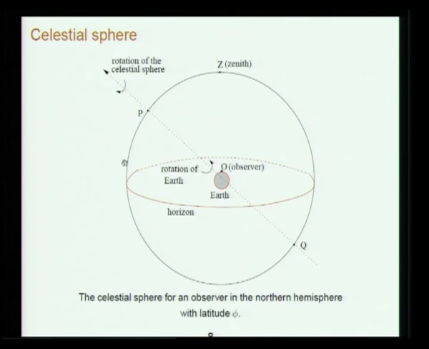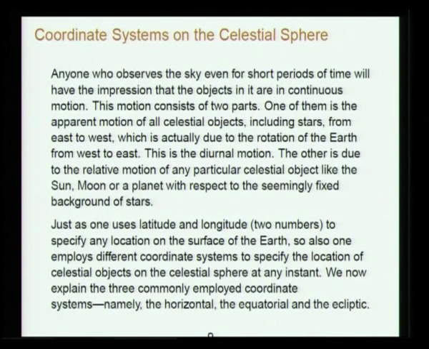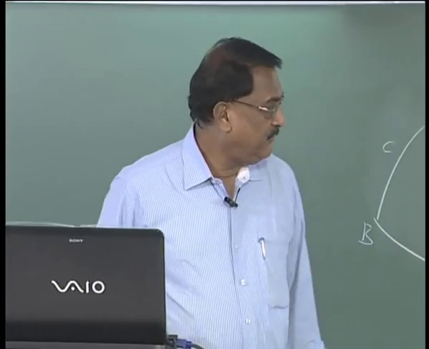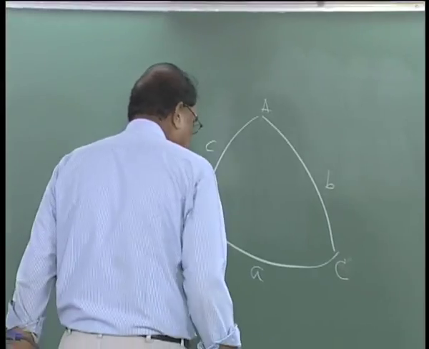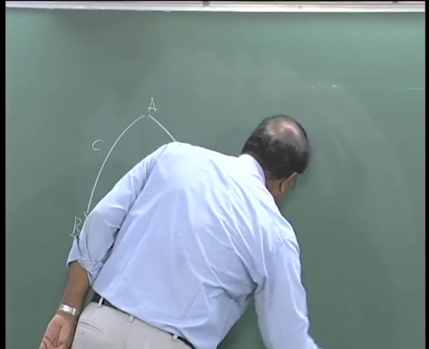Okay. So, this is how it is. This is a hemisphere which you see. This is a celestial sphere for an observer in the northern hemisphere with latitude phi. Now, to specify a point on this for any kind of accurate description, you should have some accurate ways of describing it.